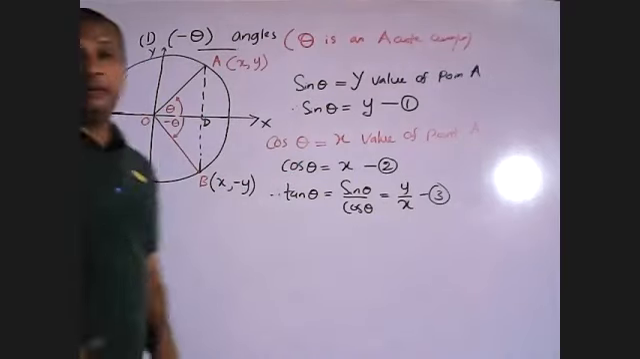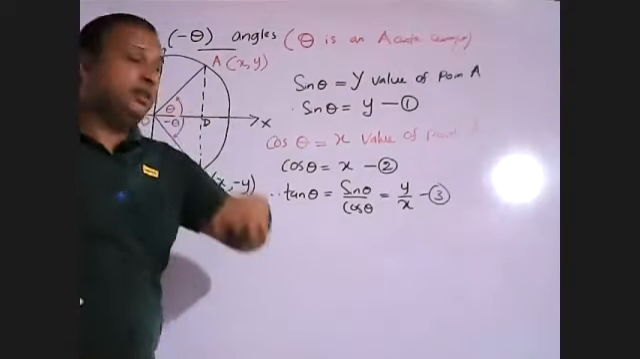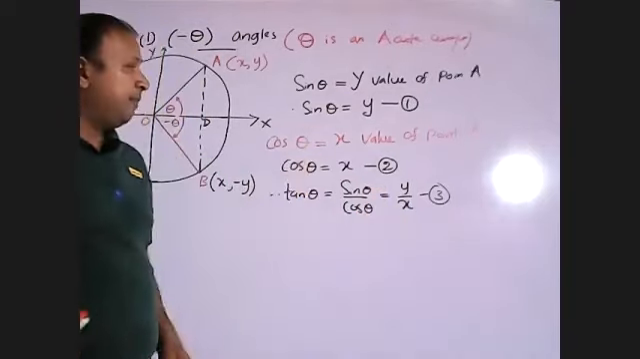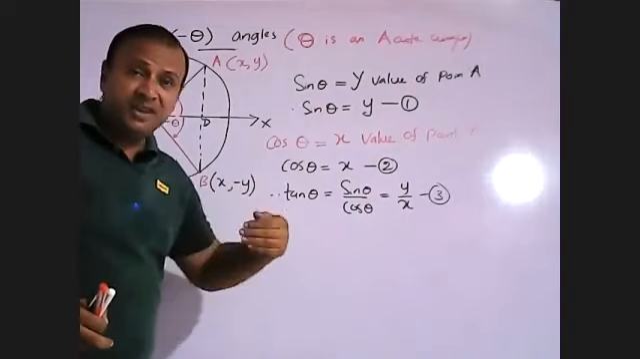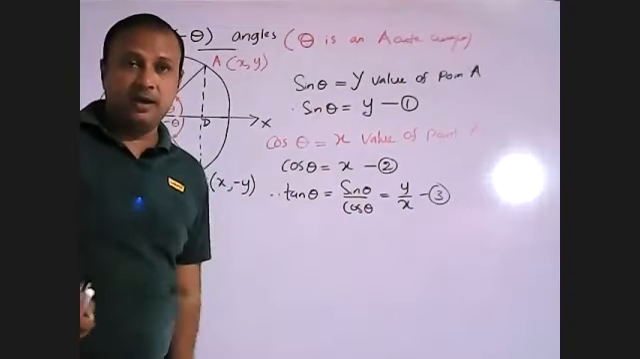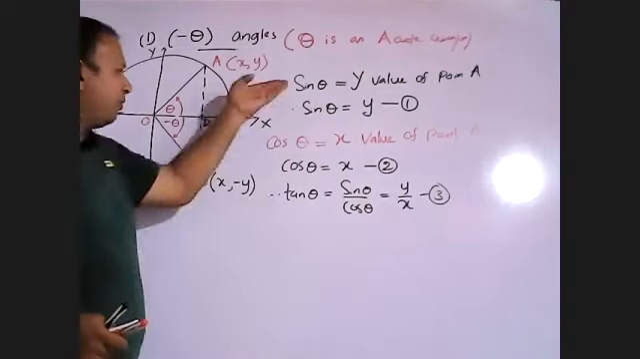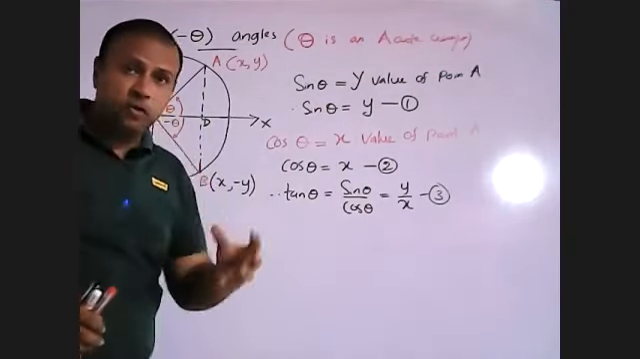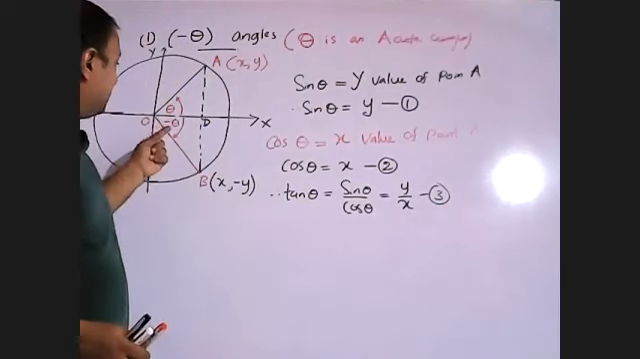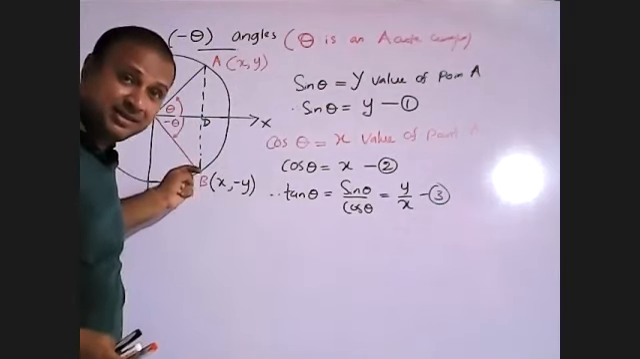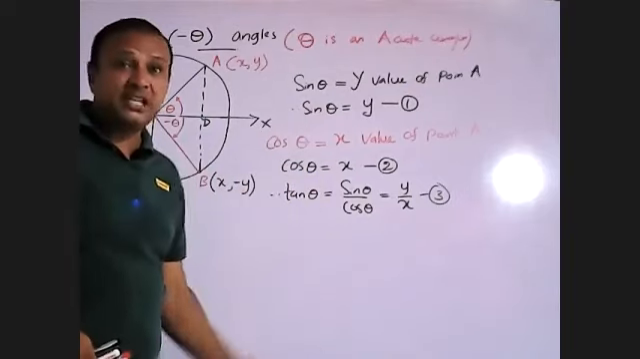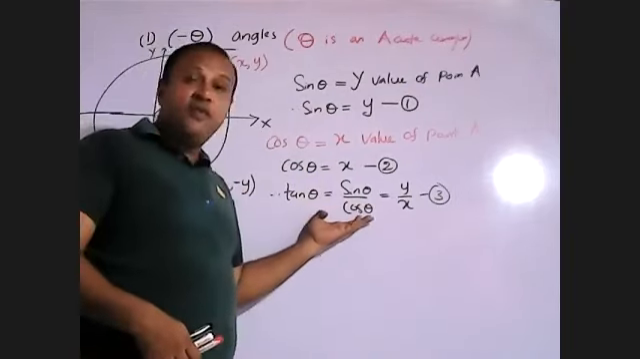So my objective is finding the trigonometric functions of minus theta, not theta. I want to find the trigonometric ratios of minus theta. But I have written this because I want to express the trigonometric ratios of minus theta with respect to theta. That's why I have defined this first.